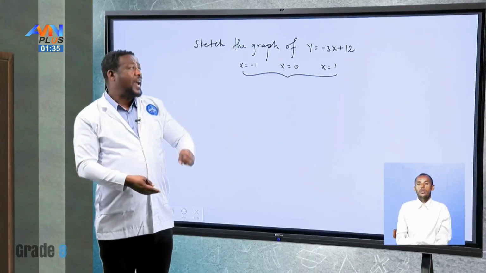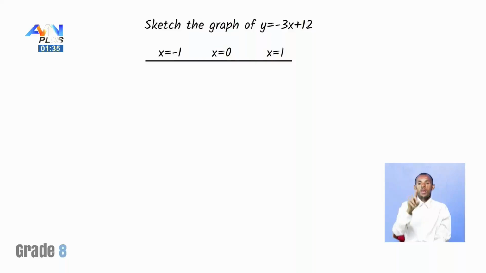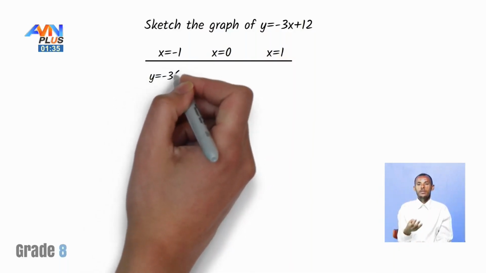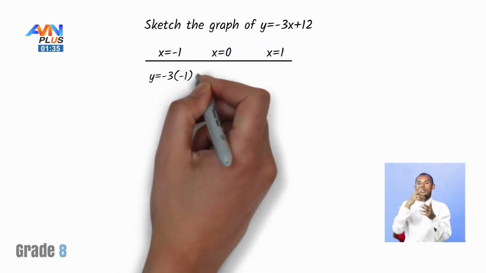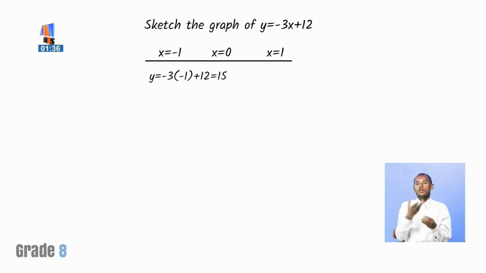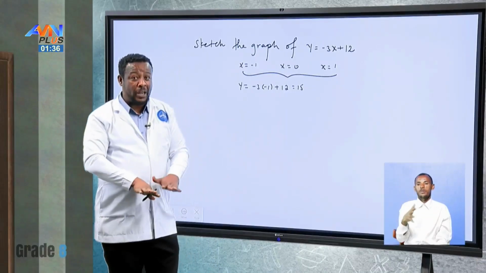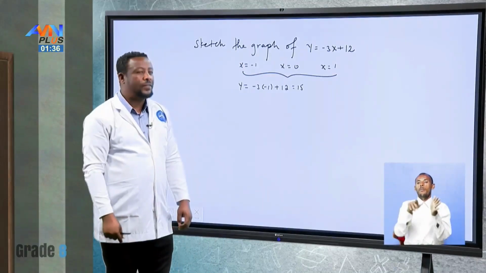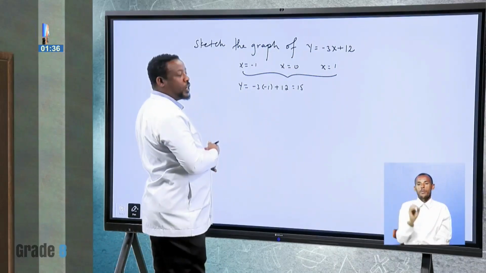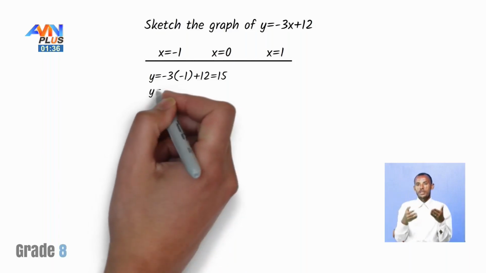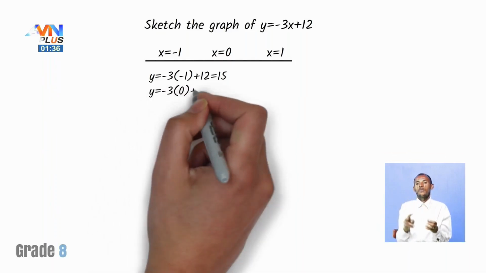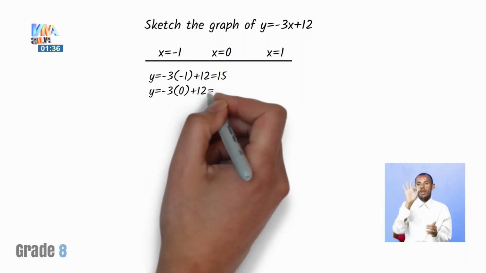Whenever x is -1, the value of y becomes -3 times -1, which is positive 3, plus 12, and the result becomes 15. For x = -1, you have 15. Then substitute x = 0 in the equation. This becomes -3 times 0 plus 12. The result becomes 12, right?